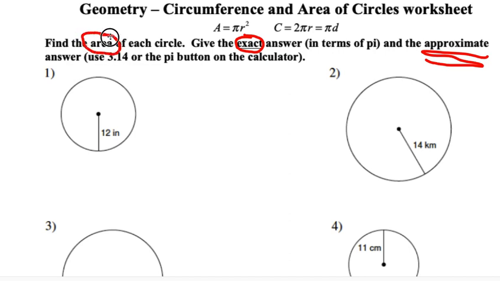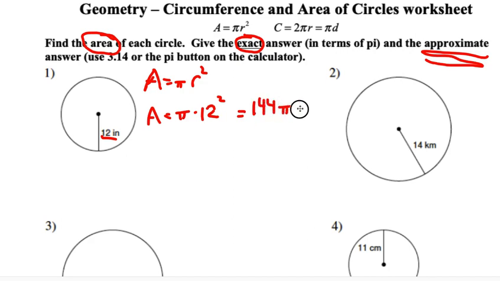So the first part they ask for the area, which means A equals pi r squared. And in each case they're giving you the radius. In this case it's 12 inches. So it's simply a matter of plugging that in. So pi times 12 squared. 12 squared is 144. Normally we write the number in front of pi, so the exact answer would be 144 pi inches squared. Remember, leaving it in terms of pi gives us the exact answer.